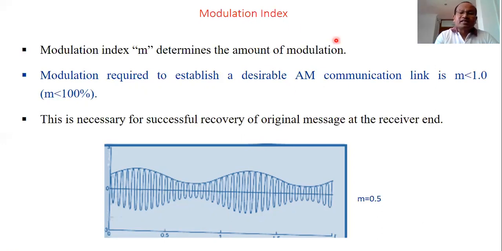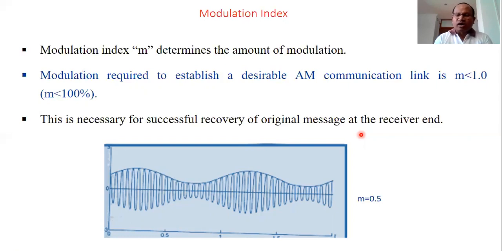It is necessary for successful recovery of the original message at the receiver, because when we transmit the message with a modulation index more than 1, there would be difficulty in recovering the original message signal at the receiving end. We know that there is a reverse process at the receiver called demodulation. When we modulate at the transmitter, demodulation is needed at the receiver. So while demodulating the signal, while recovering the signal, the original message will not be completely recovered.